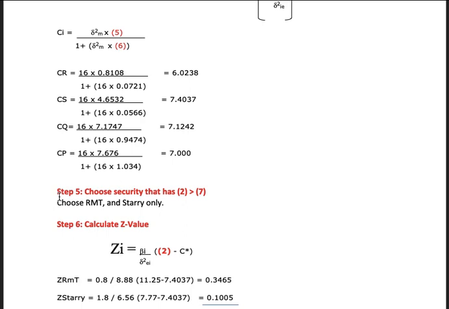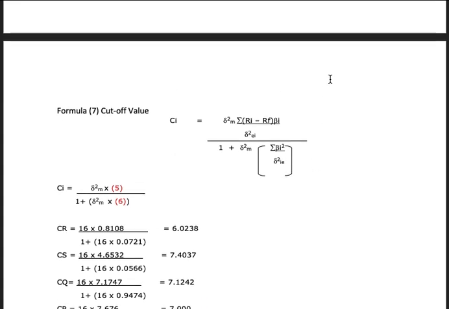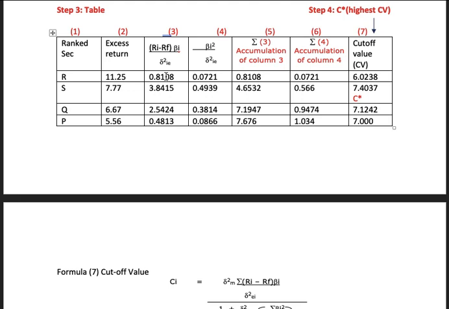Alright, so next step, step number 5 is to choose the security that has column number 2, the excess return higher than column number 7. Column number 7 just now, the cut-off value. So kita nak tengok which of the security that has the excess return to beta more than the cut-off value. Okay, so you go through balik in the table. So kita nak tengok 2 higher than 7. Okay, so for R, 2 is 11.25. Okay, higher than cut-off value, 6. Okay, number 2, S, 7.77. Okay, still higher than cut-off value, 7.4.